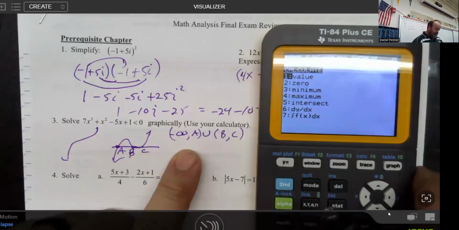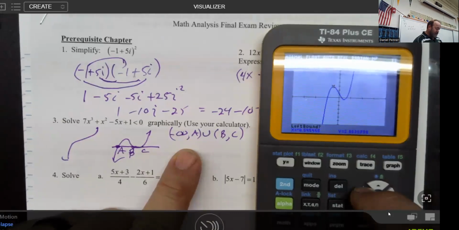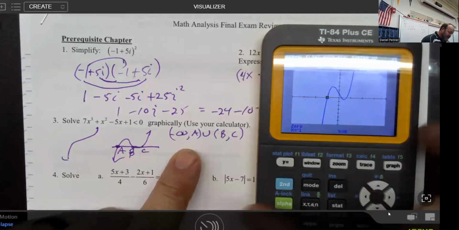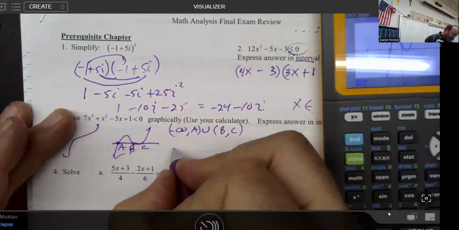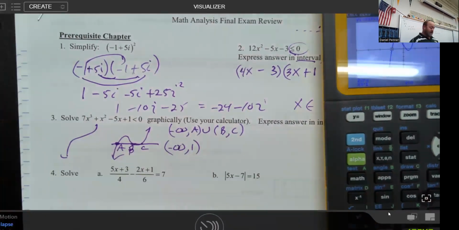I'm going to find the 0, which is number 2, and I'm going to move the cursor to the left. Remember, it always asks to go left first, enter, go to the right second, and hit enter twice. So that happened at -1. Well, I did not expect that. From -infinity until 1. I really honestly didn't expect that to be a nice answer. Guess I should have checked.